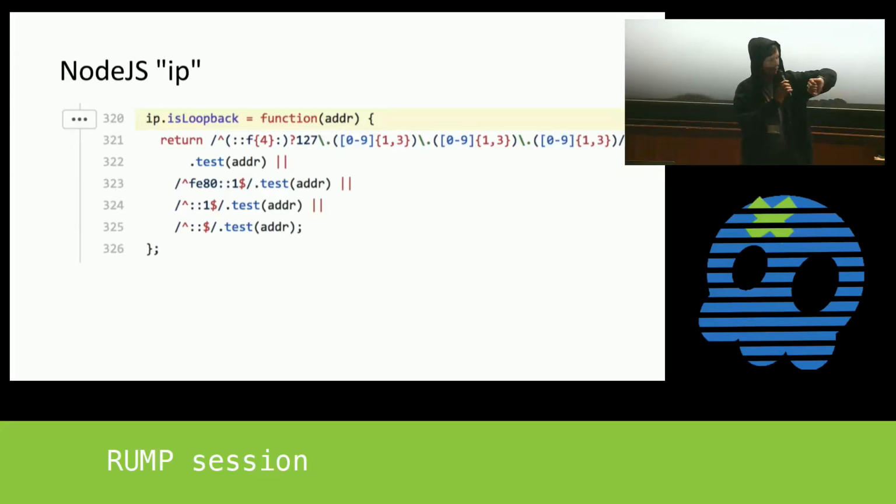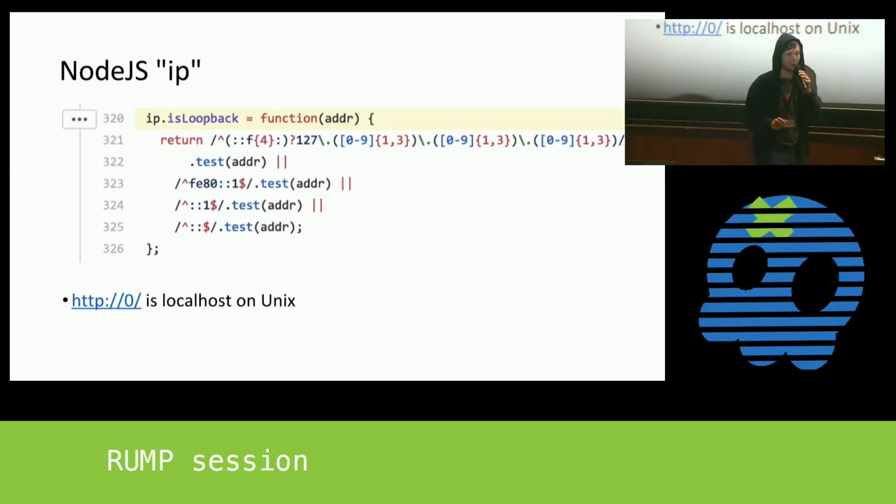Well, I was told I had only 5 minutes for the rump, so I will give you the answer. On Linux, 0 is also localhost. So if you have a server-side request forgery issue, where you can pass HTTP 0 as an address, then you will actually reach localhost. And this is not in the regexp.